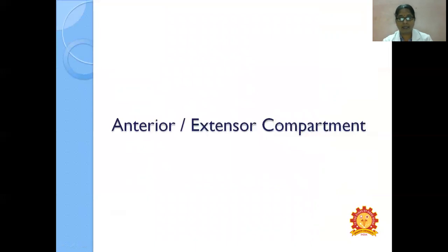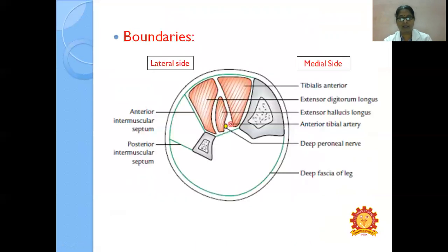So first we will see the anterior or extensor compartment of the leg. It is separated from the lateral compartment by the anterior intermuscular septum. It lies on the anterior aspect of the leg.